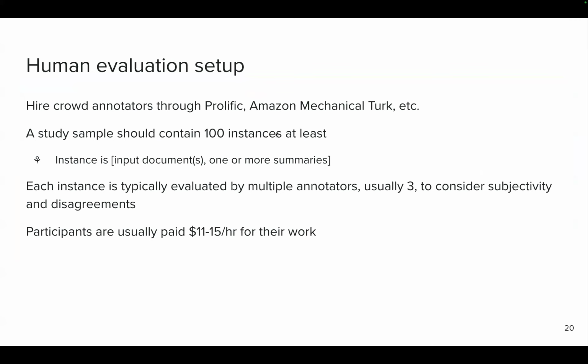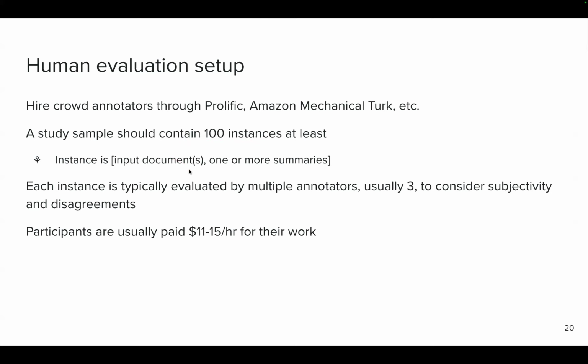Where do you find these people? Well, you need to have some money, and that usually comes from your advisor, your employer. And then once you have the budget, you are going to go to platforms like Prolific and Amazon Mechanical Turk, where you are going to recruit people. And you do want to have a sample of at least 100 instances. In the context of summarization, instances are documents that you want to summarize, or documents together with the generated summary, or a pair of summaries you want to compare. That's what I mean by instance.